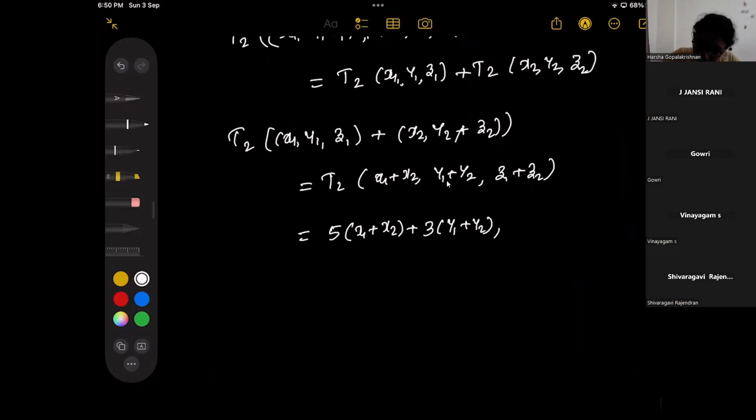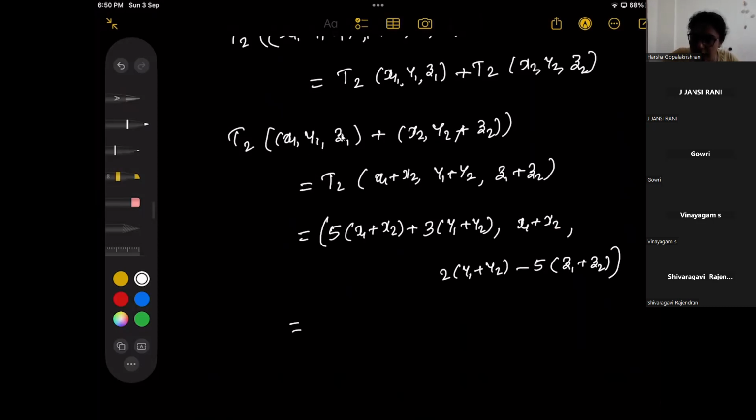Next term is x. Here x is x1 plus x2. And third term is 2y minus 5z. So here 2y1 plus y2 minus 5z1 plus z2. Now what we want is we need to separate it as T of x1, y1, z1 plus T of x2, y2, z2. So in that way we will separate this term.